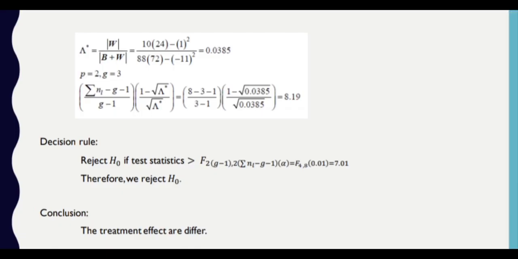Okay, that is the way how you conduct the one-way MANOVA in order to compare the multivariate mean of several population.